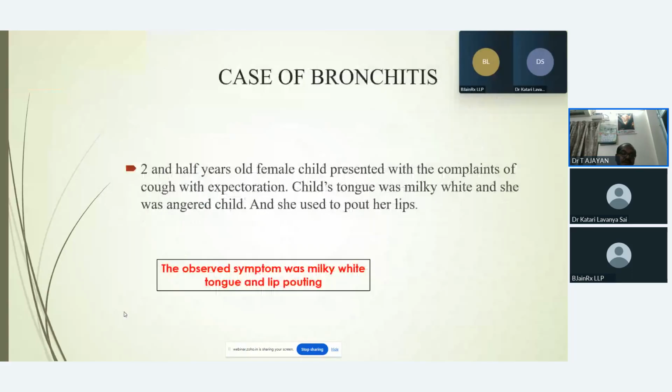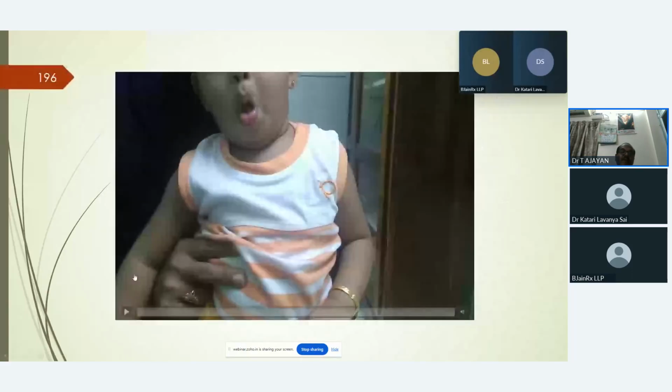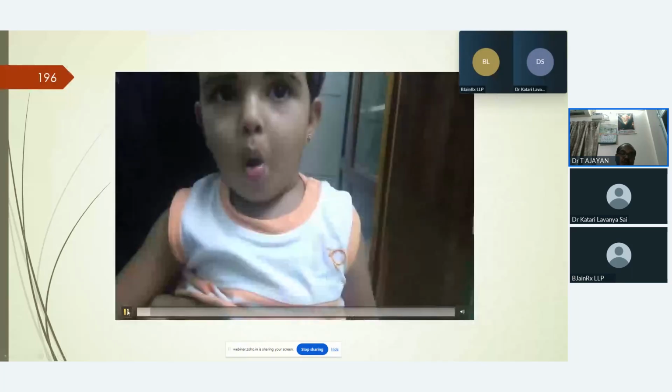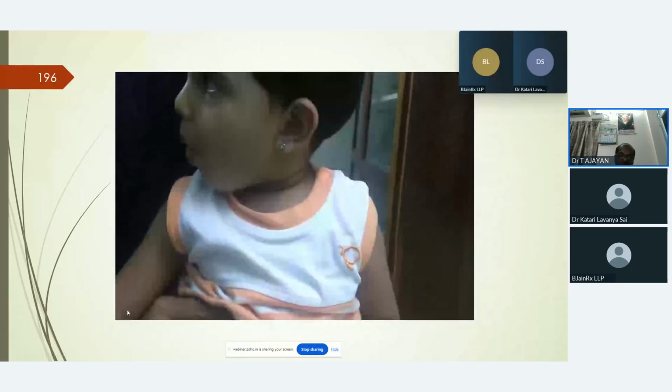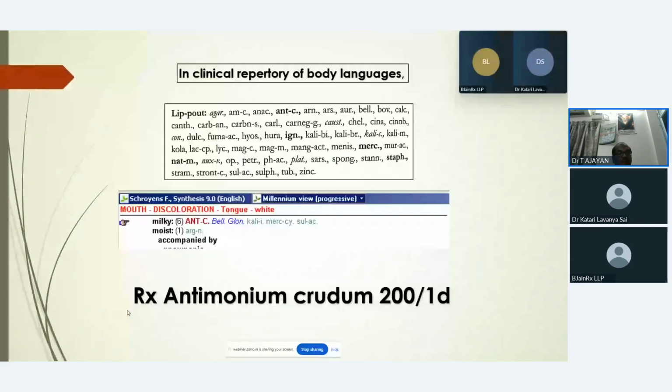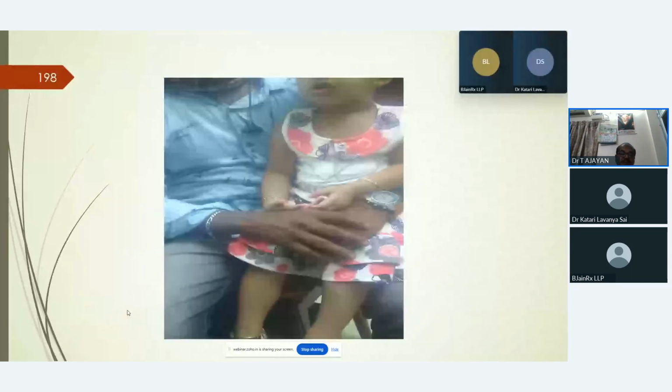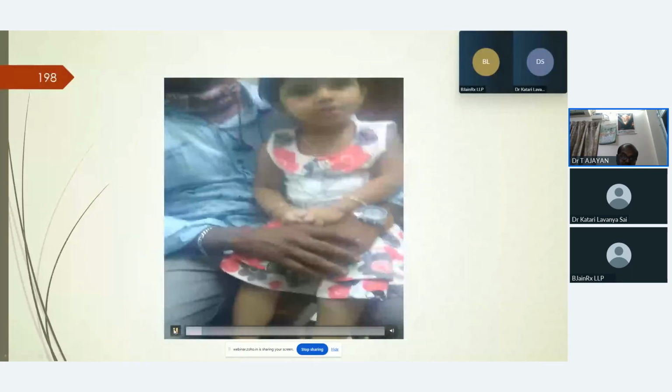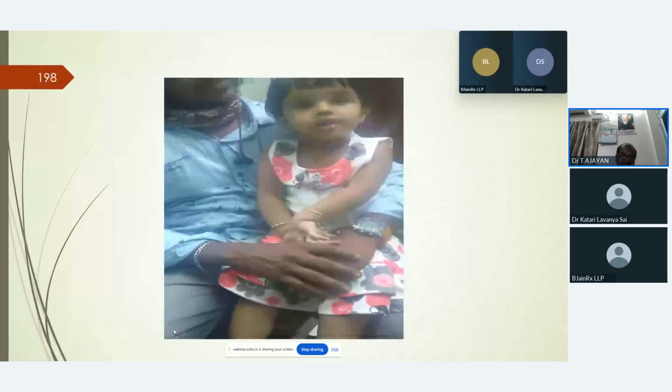Look here, a child. Look here, the mouth is always pouting, the lip out. One of the medicines is Antimonium crudum. The next day itself, the child is absolutely normal. The characteristic symptoms disappear.